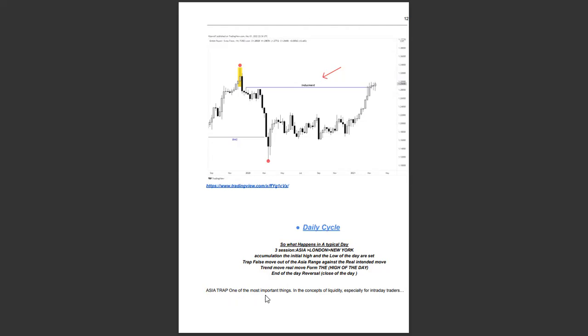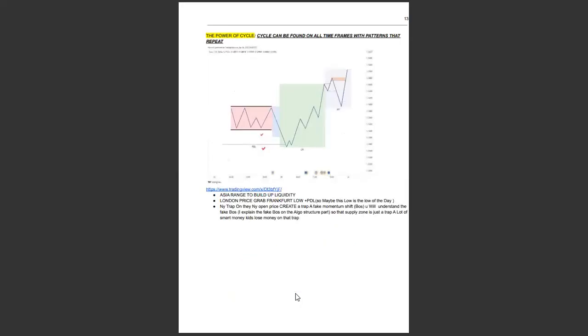The Asian trap is one of the most important things in the concept of liquidity, especially for intraday traders, right? Traders who want to trade mostly on the hourly timeframes, as an intraday trader. But most times I just swing.